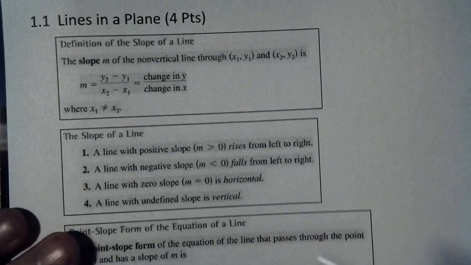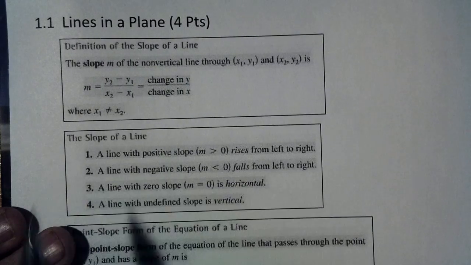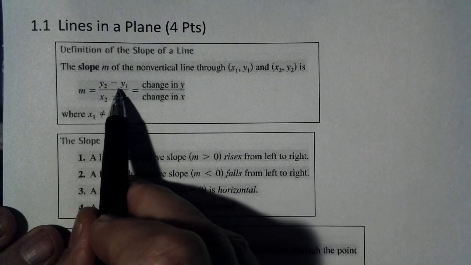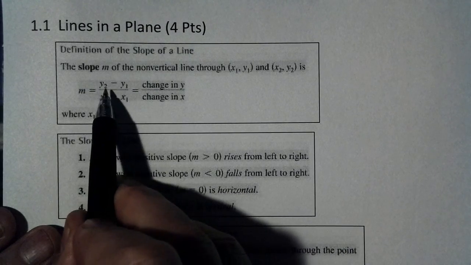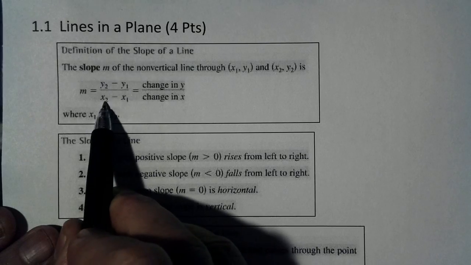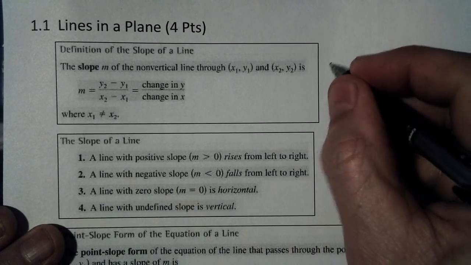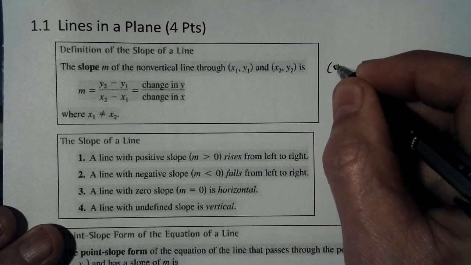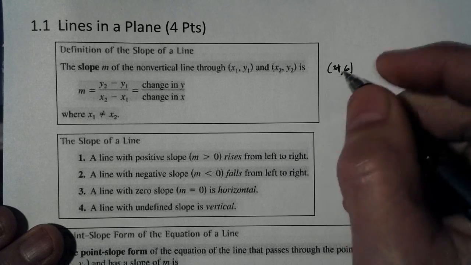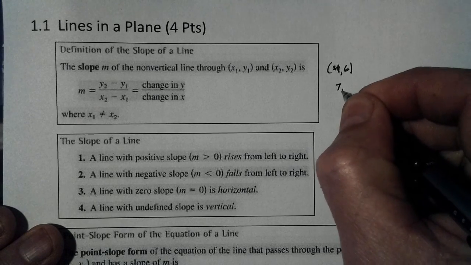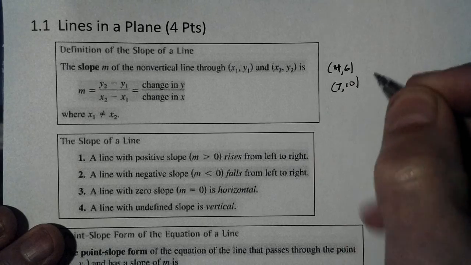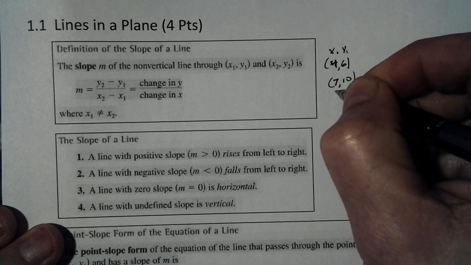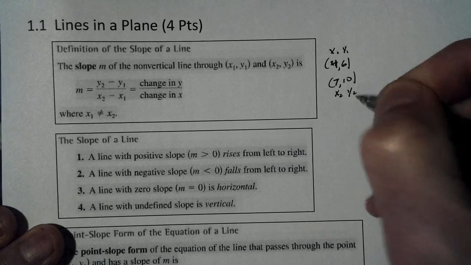So anyway, the definition of slope of a line, which we're familiar with, but maybe I can give you a new spin on it: you take a y-coordinate minus a y-coordinate over an x minus x, and this could be y1 minus y2 over x1 minus x2. For instance, if I have an ordered pair 4, 6, and another ordered pair 7, 10, this could be my x1, y1, and this could be my x2, y2.